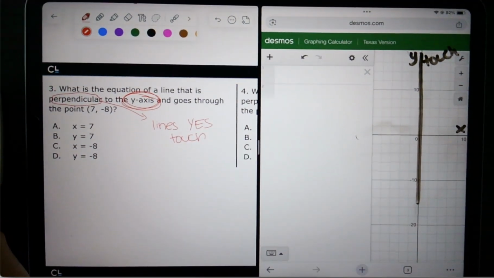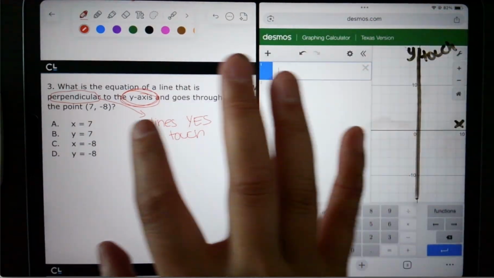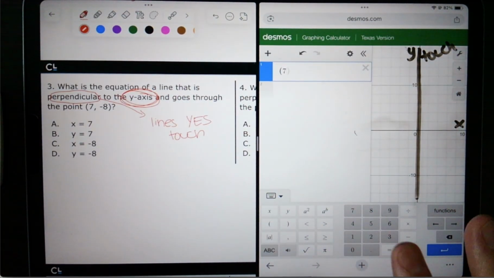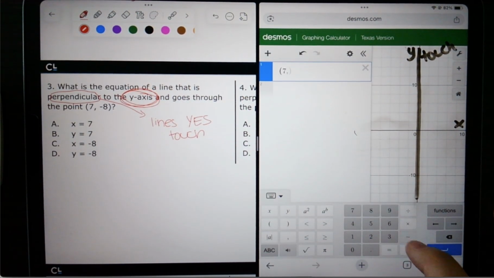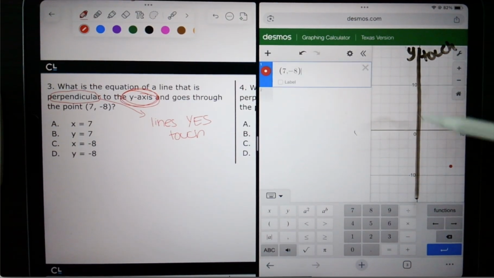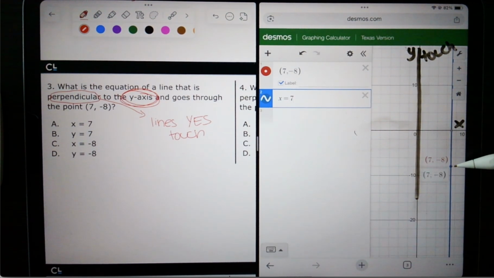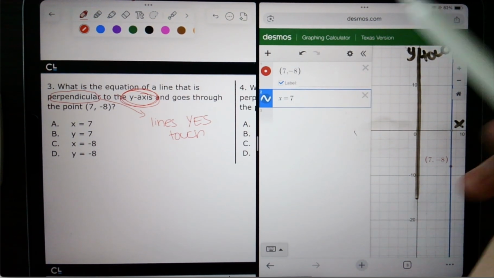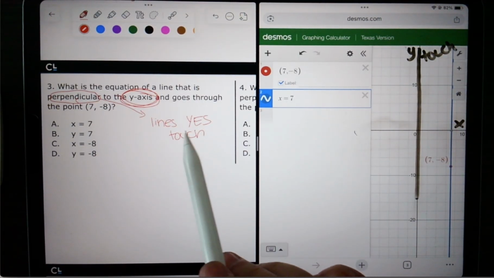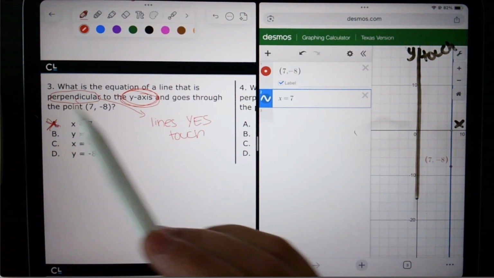Oops, sorry y'all. So I'm gonna put my point. They actually gave me the point, which is nice. 7, comma, -8, and here's my point. I'm gonna label it right here. So now I have x equals 7. This one touches my point, which is good, but it does not touch my line. Remember, for perpendicular, we want the lines to touch. So A cannot be my answer.